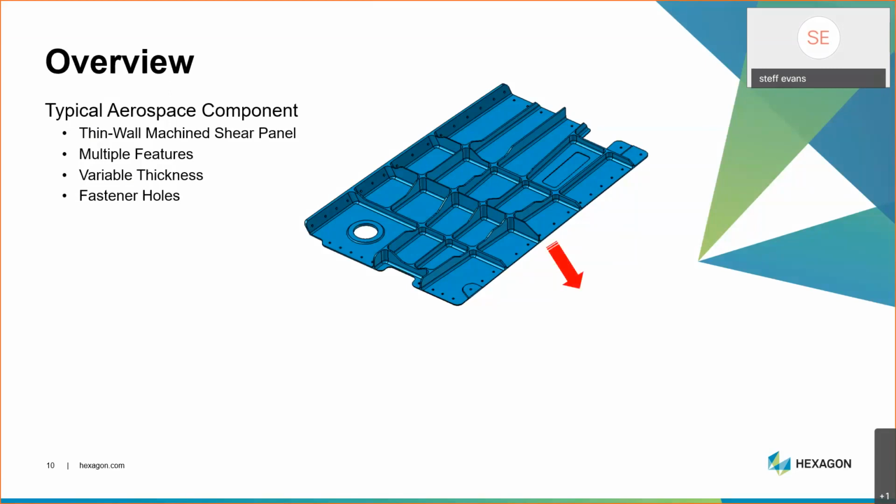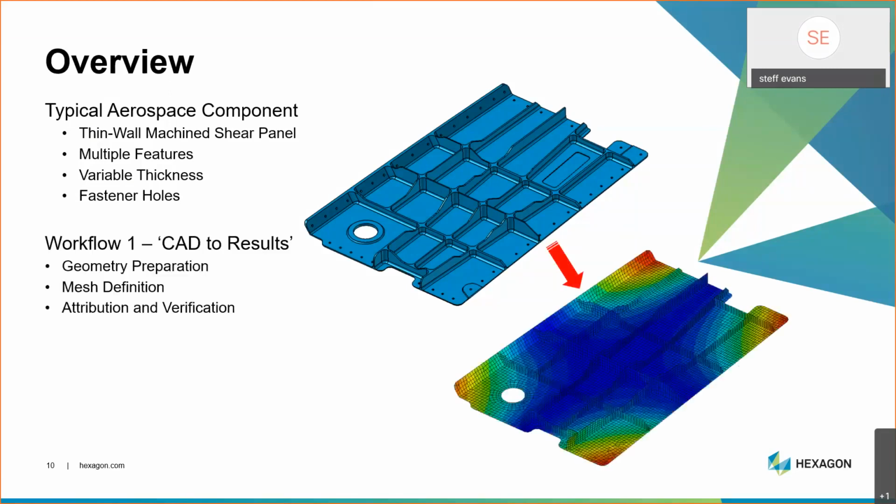Okay, so I'm going to run through 2 workflows. The first workflow is going to be focused on what we call CAD to results. We used to talk about CAD to mesh, but Apex offers much more than that now. So we're covering the full cycle, or product development cycle, if you like, for an FEA model, from source CAD, geometry preparation, mesh definition, and then finally attribution and verification through to a fully running model, whether the analysis is performed in Apex or externally using one of the tools that James mentioned.